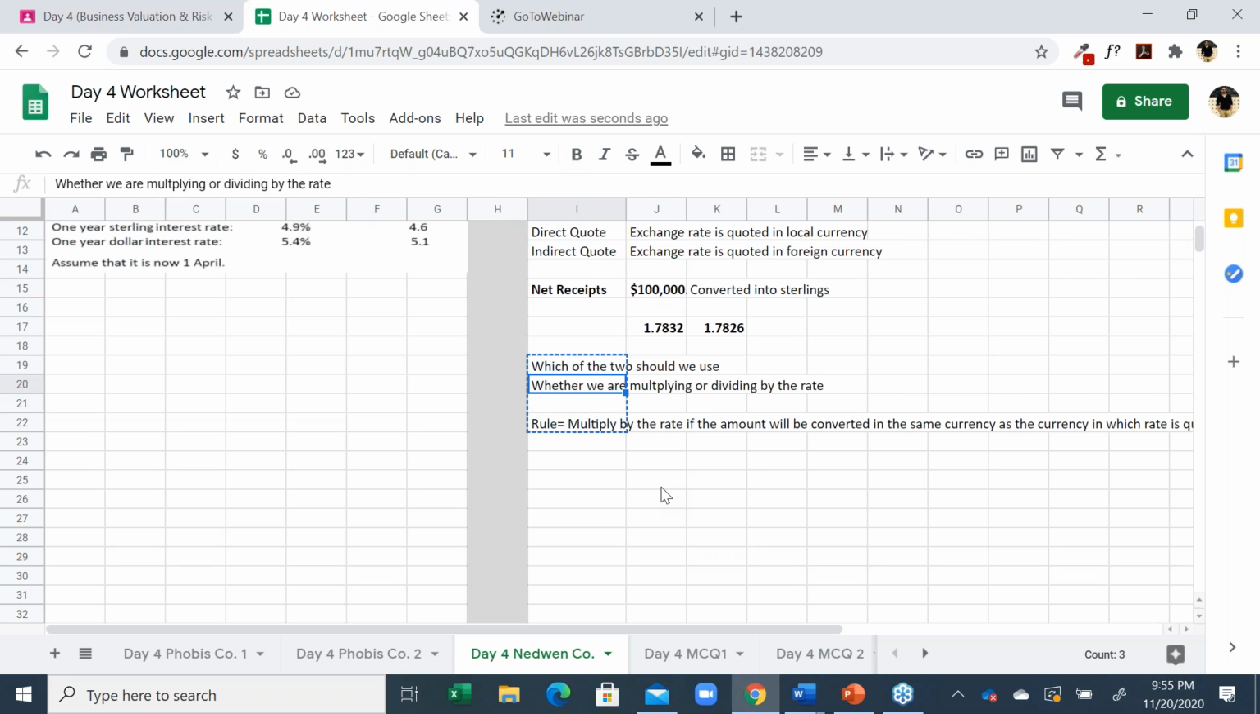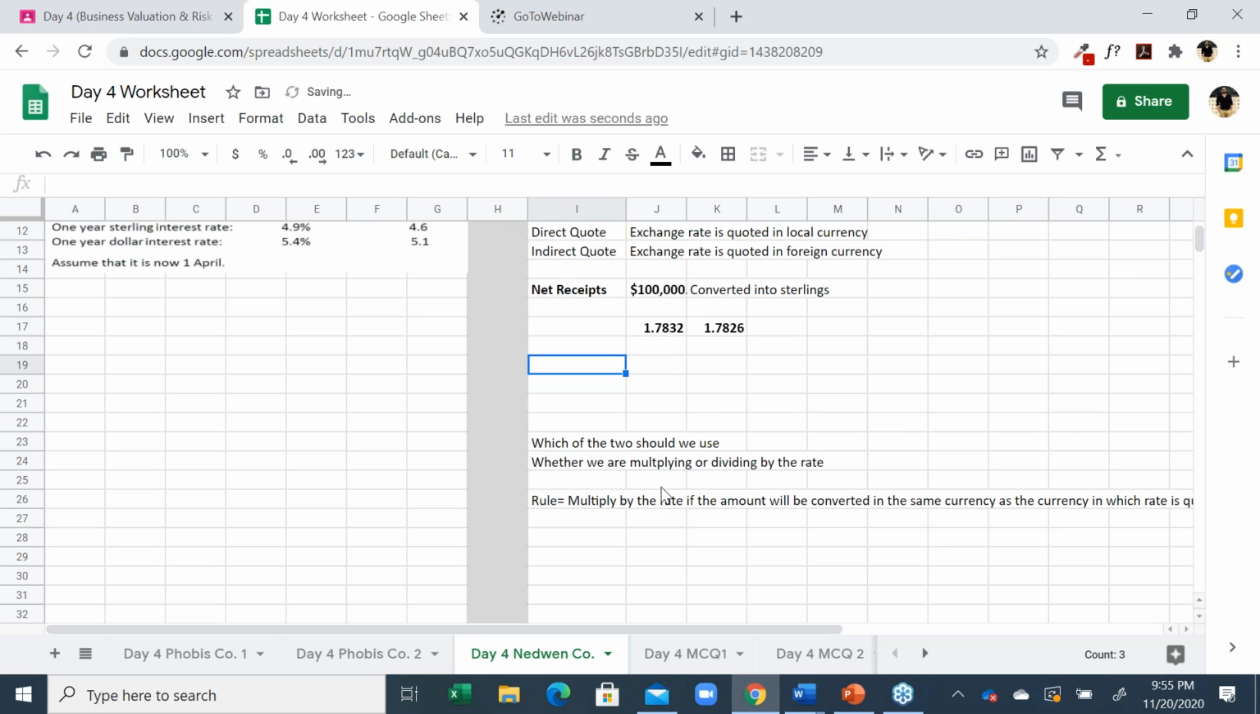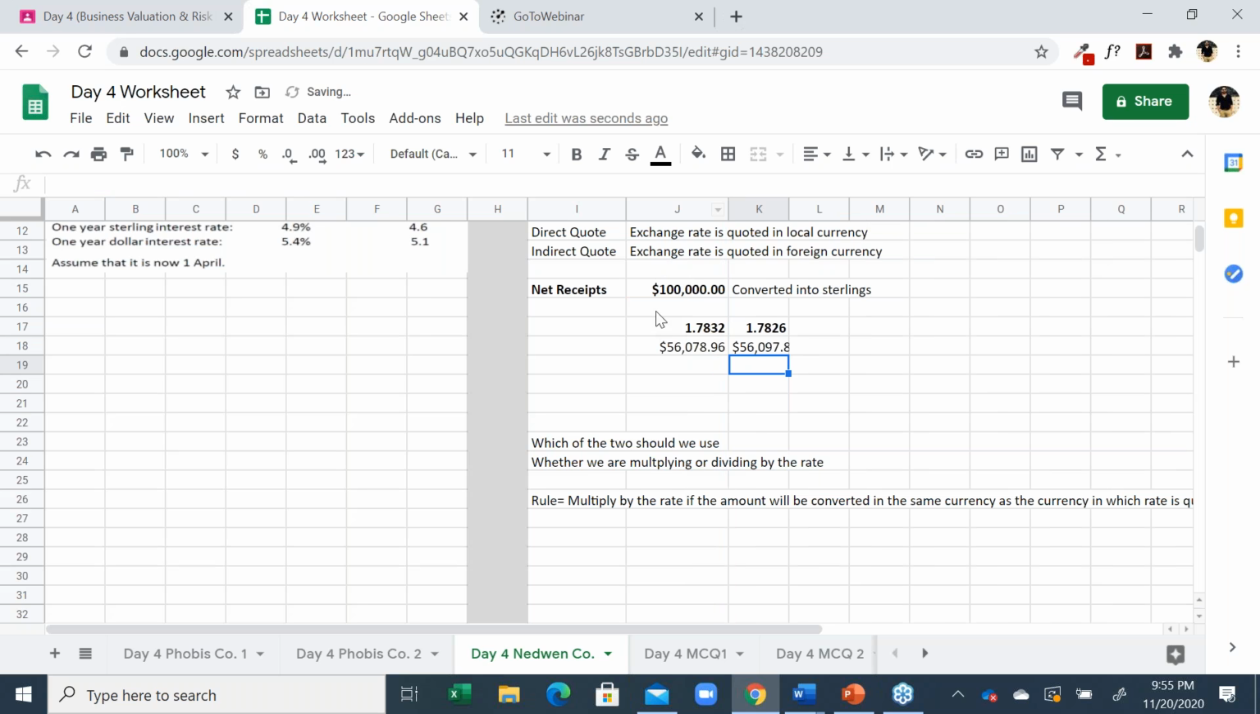So let me make some space and cut it. Okay, let me divide it by both these figures to see what amount of pound sterling we are going to get. And let me divide 100,000 by the second rate as well, though we don't have to do it twice. I'm just doing it for the sake of explanation. So I've divided the currency by both the rates.